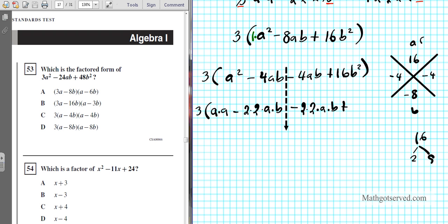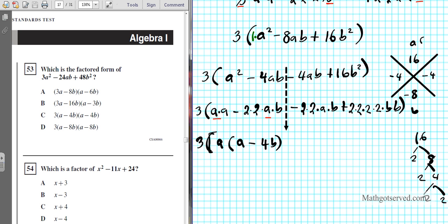Take out 2 times 8, 2 times 4, and then 2 times 2. So it's 4 2's, right? So 1, 2, 3, 4, and then b times b. All right, so let's factor by grouping. From the first two, I can take out a, okay? So that's going to yield 3 times, let's use bracket, 3 times a times, you're left with a minus 2 times 2 is 4, and then there's b right here, okay?